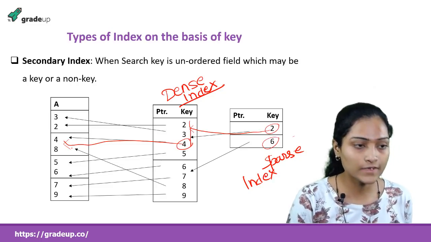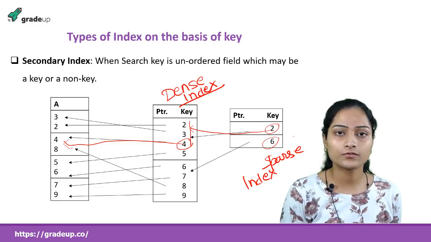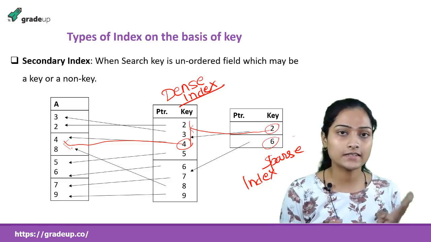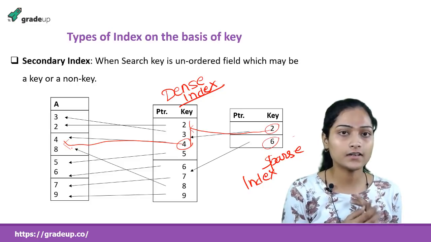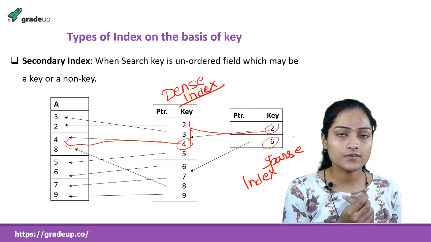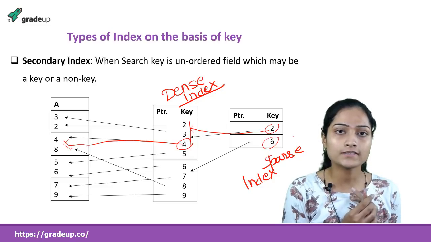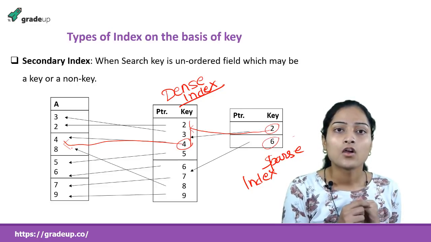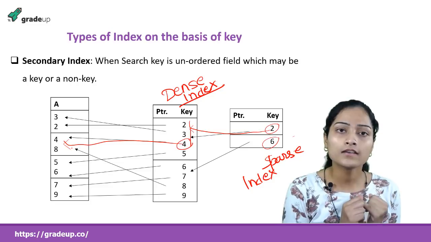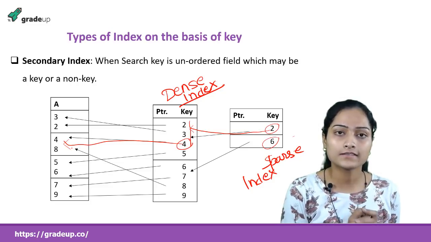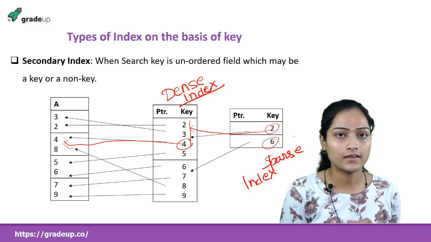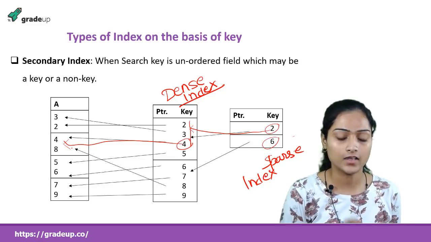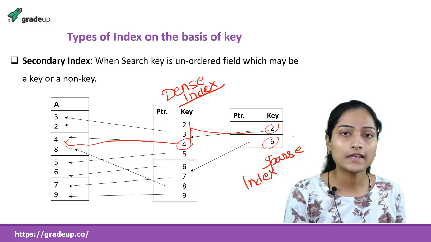Before I summarize all the indexes on the basis of the type of key we are using, there are basically 3 types of indexes: primary, clustered and secondary index. Primary index is when you build your index on a key value that is a candidate key and an ordered field. When you build an index on an ordered field but the value is not a candidate key, you have a clustered index. But when the key value is not ordered, we get the secondary index. The secondary index should be a dense index for the first level of indexing. That was all about indexing.